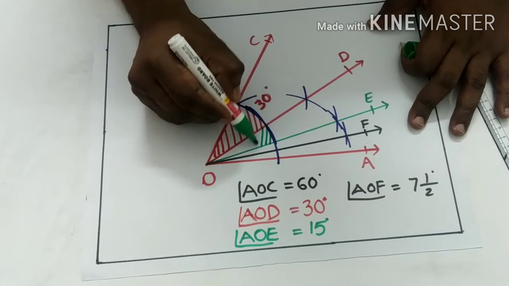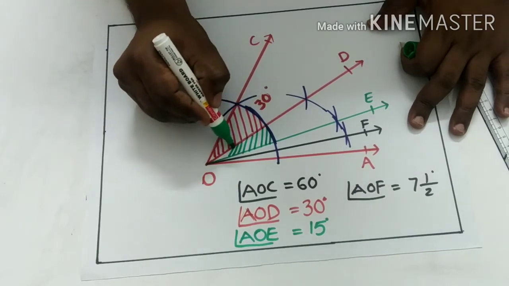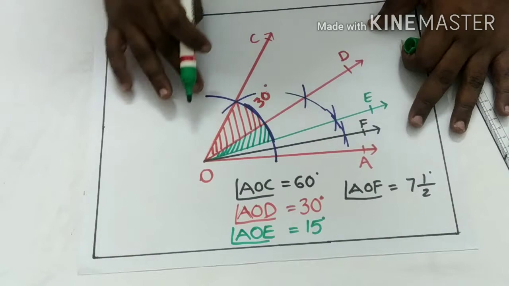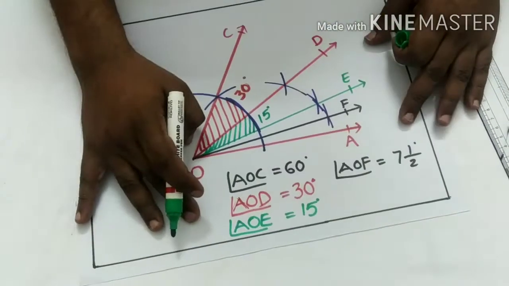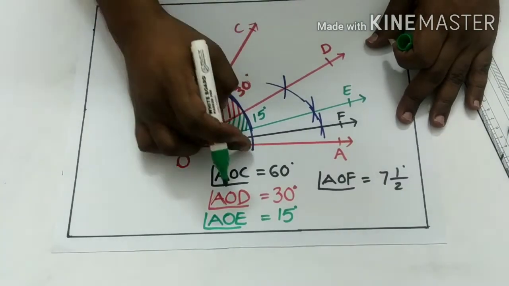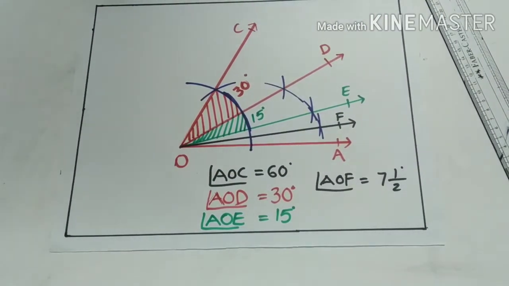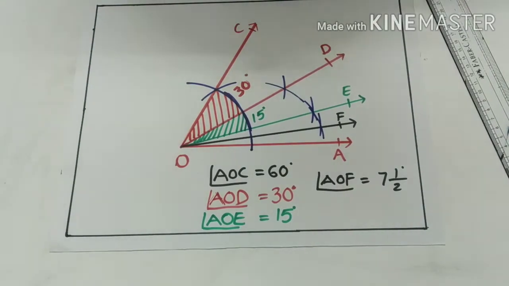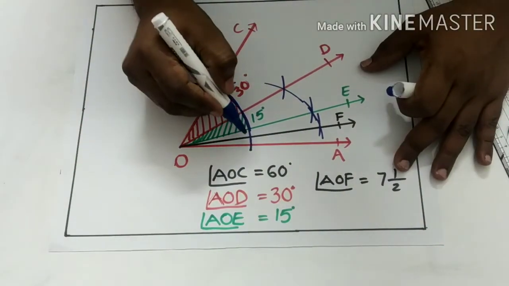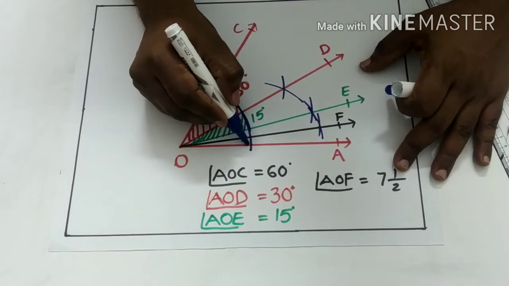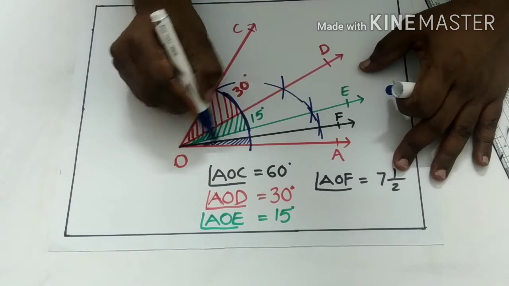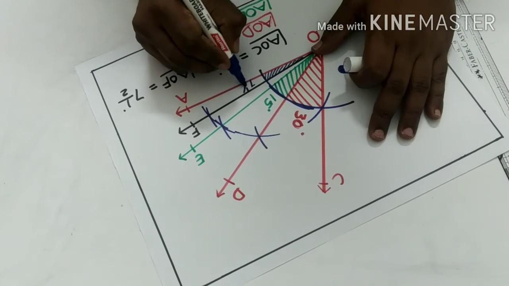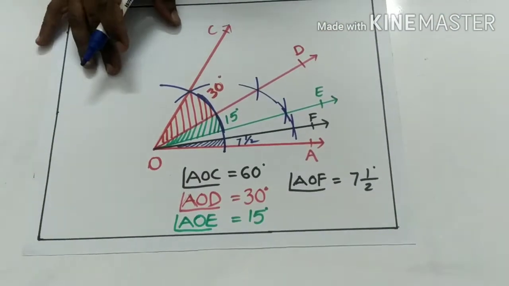Then 30 divided into two parts is equal to 15 degrees. If it is 15, then the balance is 15. Now the 15 degrees I am dividing into two equal parts. So this last part is equal to 7.5 degrees.